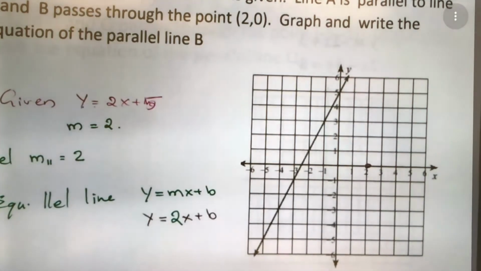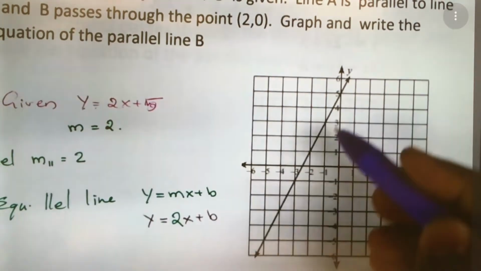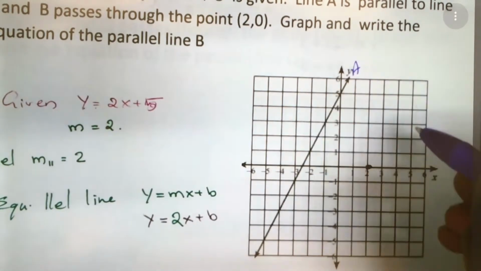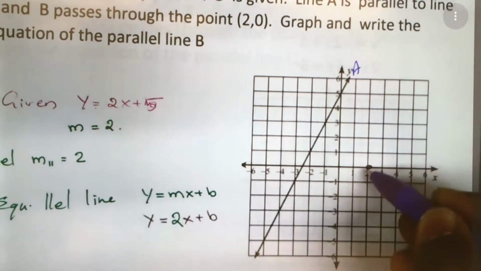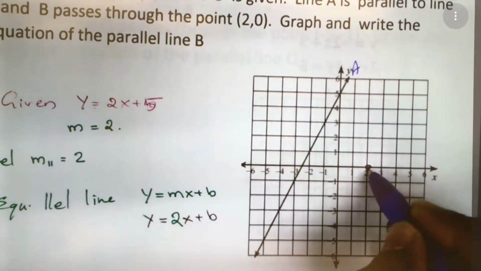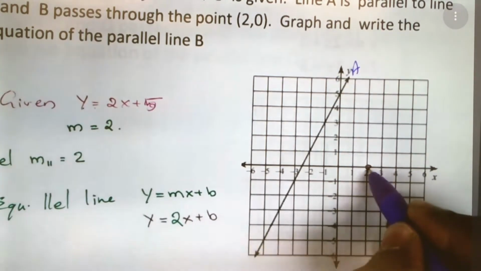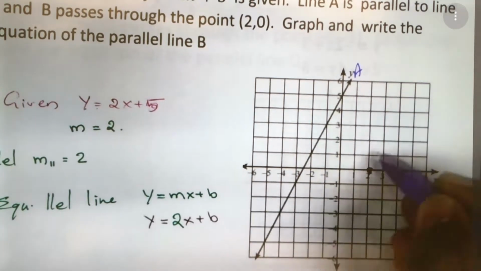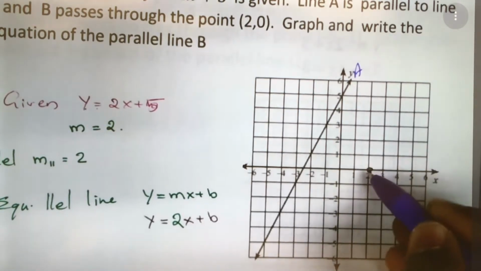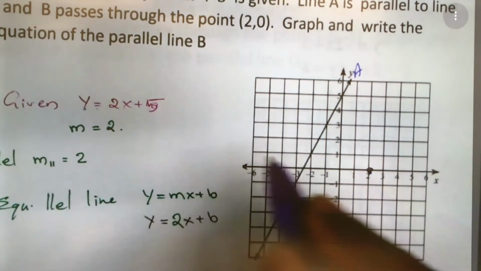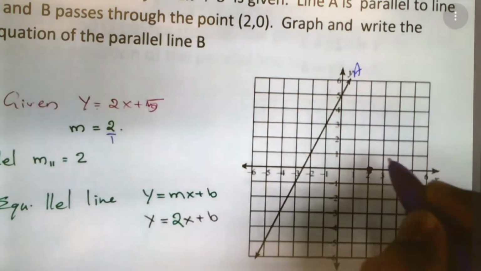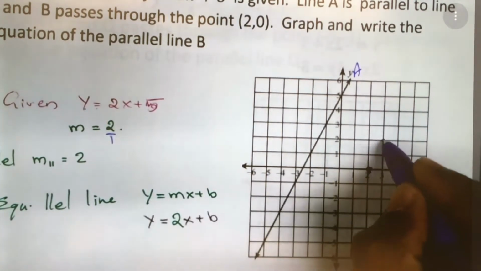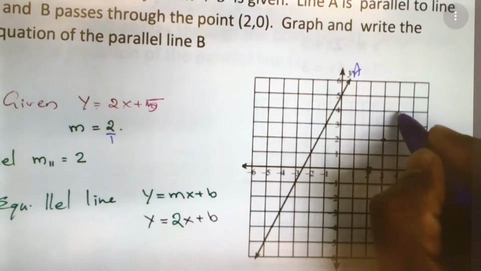The question says that the line is parallel to this line A. This is line A, and line B is parallel to it and passes through this point. Since both lines are parallel, they have the same slope. So the line I am going to draw has the same slope, 2, which I can write as 2 over 1. That means I move 2 points up and 1 point over.